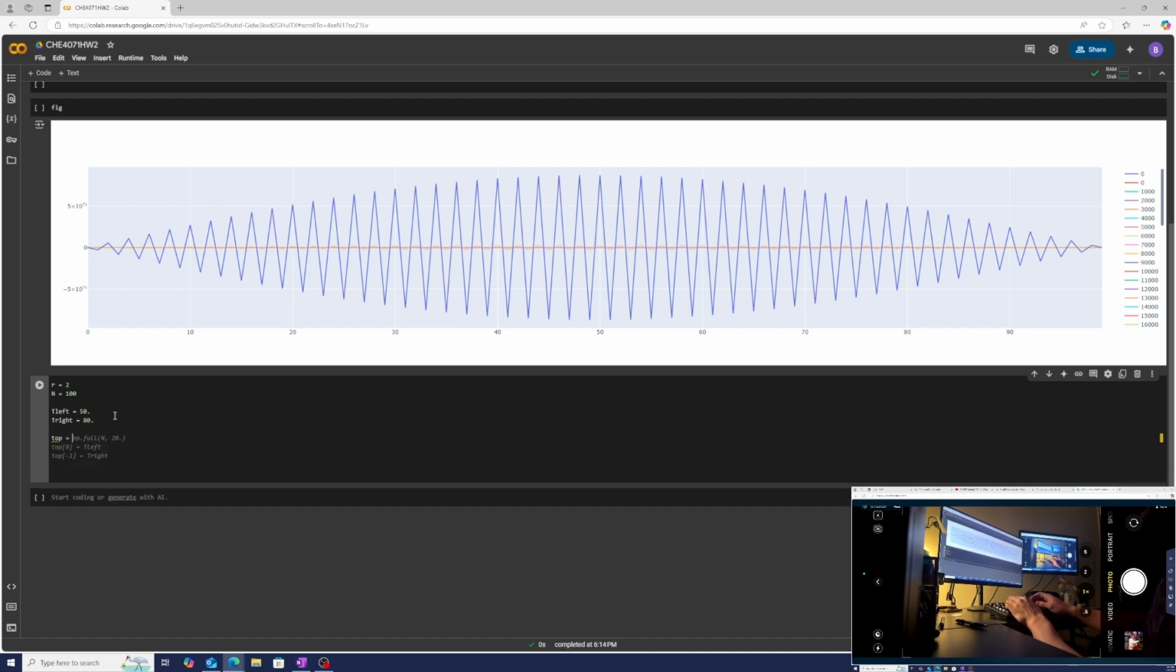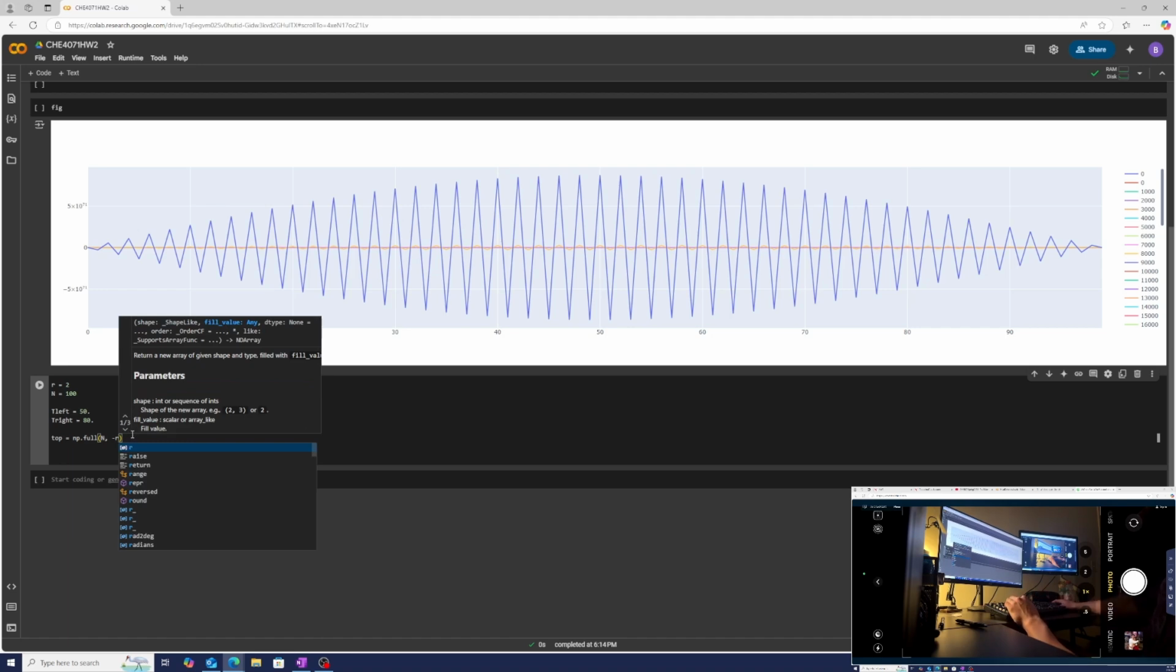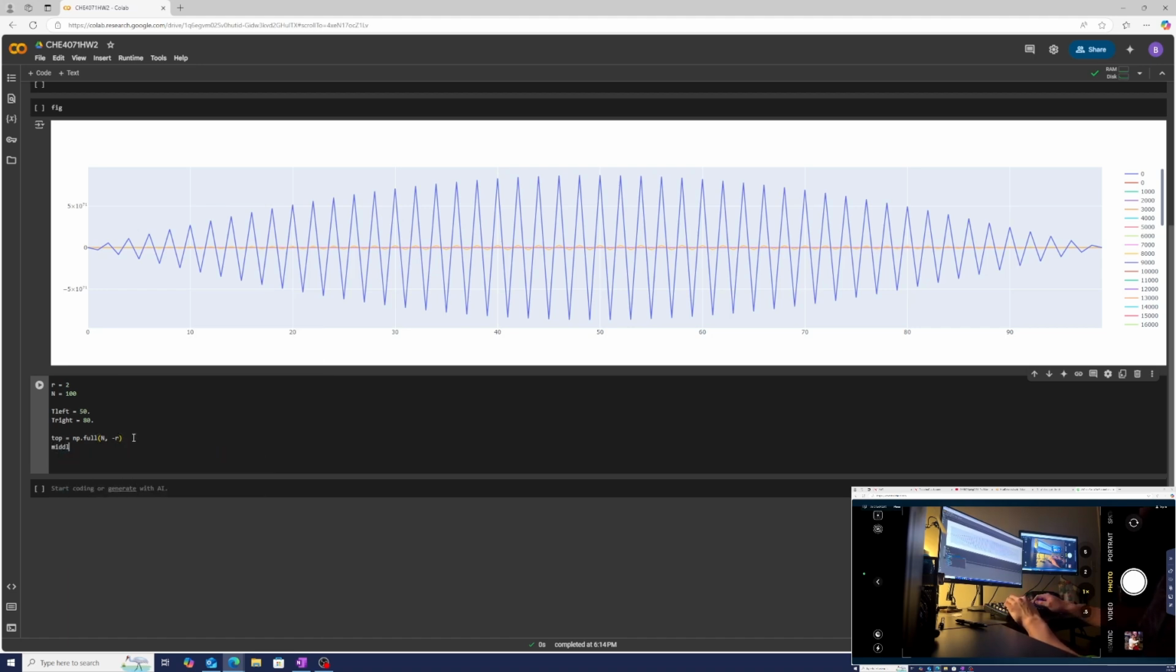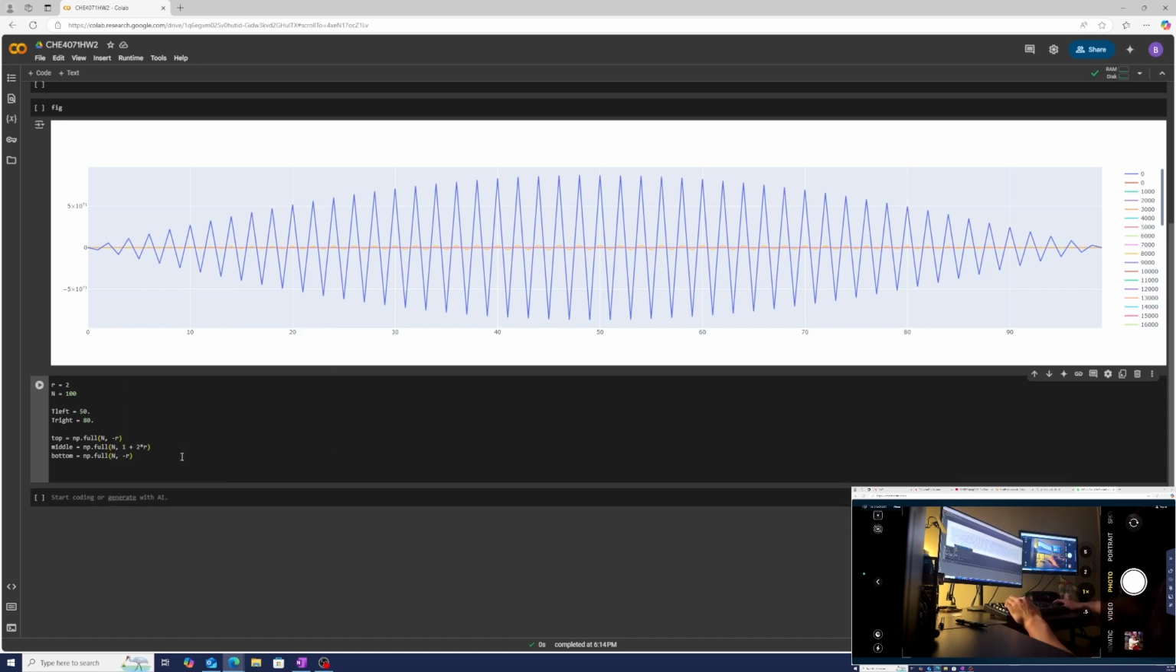Top is going to be np.full. We want n, and then we also want this to be negative r. We'll have our middle, which is equal to np.full. Call this n. Then we want it to be 1 plus 2 times r. And lastly, we'll call it our bottom, which is equal to np.full of n, and then we want this to be negative r again.